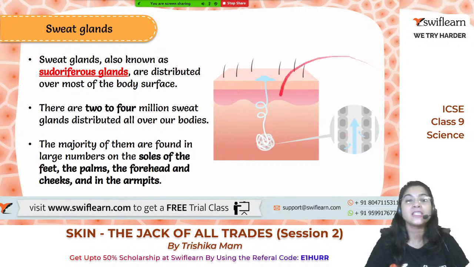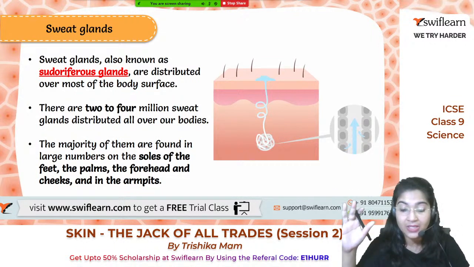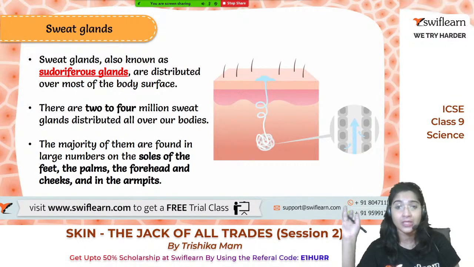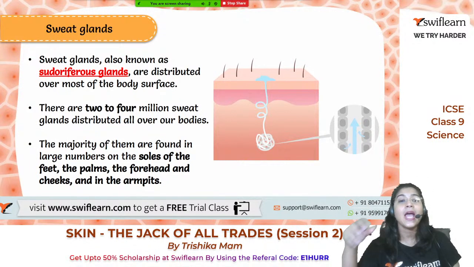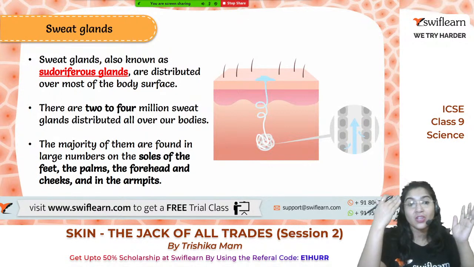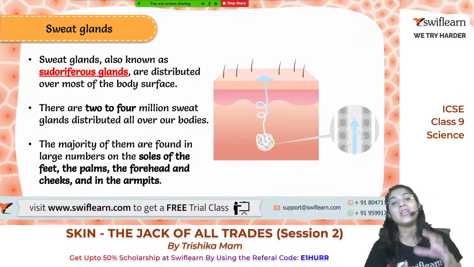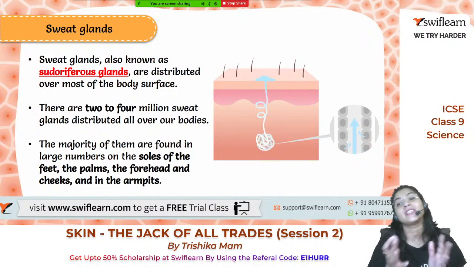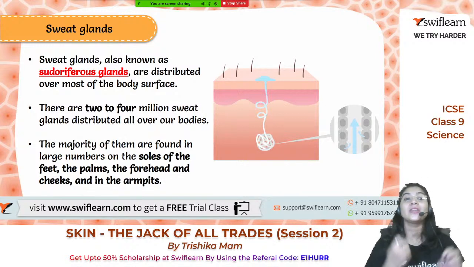Okay. So this gland is present all over our body, and millions of sweat glands are present all together, like 2 to 4 million on an average. It is mainly found in the feet, in the palm, in the forehead region, in the cheek region, and the armpit. Okay, so these are the main regions where the majority of the sweat glands we can find, and this sweat gland basically secretes the sweat.